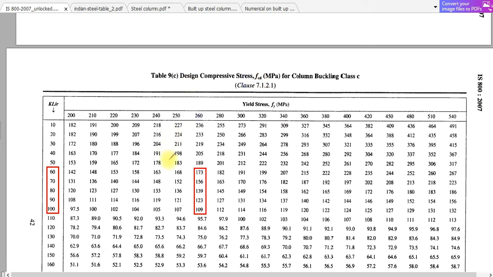So you have to choose this column and use this KL by r, and you have to find the exact design compressive stress, and from that exact design compressive stress you have to find the exact load carrying capacity of that section. That means the exact load carrying capacity will be fcd into the area. Now you know the exact area. So you will get the exact load carrying capacity, which should be more than the load coming on that compression member. If it is less than this external load, that means you have to go for the next higher section.